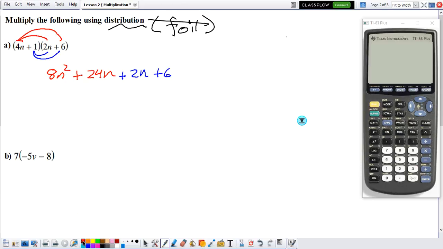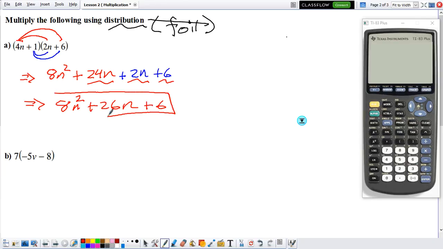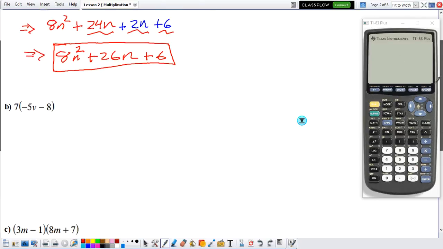Now, this is our result after the multiplication. So what you gotta do last is just combine any like terms. We see that I cannot combine the n squared with anything, so rewrite it. I see that I can combine these 2 n's, so I get 26n, and I can combine that 6 with nothing, so bring it down as an answer. So again, all we do is just distribute and combine like terms. That's all we're doing here.